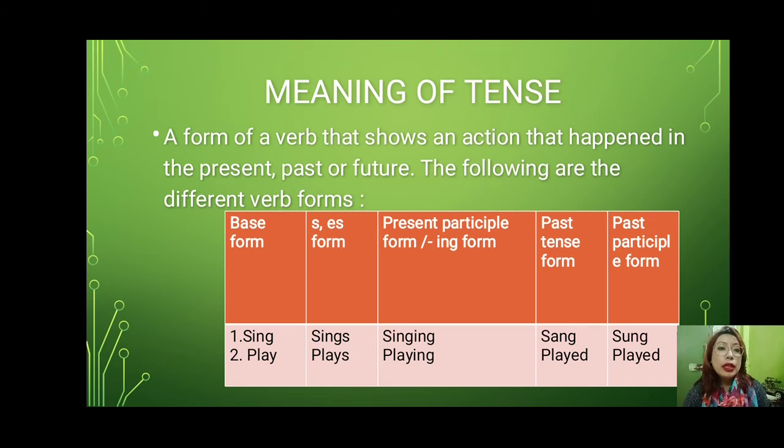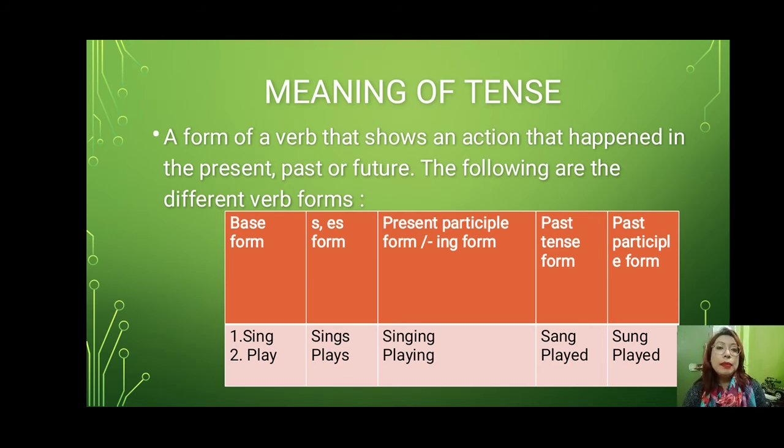So let us see a few examples with the help of which you'll be able to know the different forms. The base form means the pure form of a verb, which is always in the plural form, right? Sing. And if the subject is singular, we change the verb and make it singular. Sings, right? S or ES, sings. Then present participle form, it is ing, singing. Past tense form, sang. And past participle form, sung. Right, students? Yes.